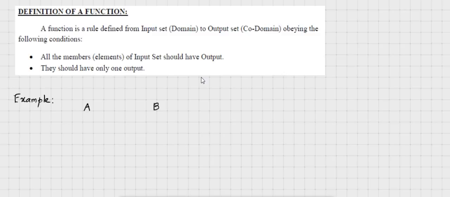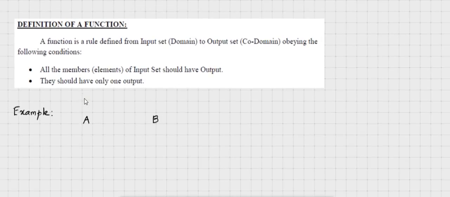A function is nothing but a rule. We can define any rule, that's not a problem. But mathematically, when that rule is called a function, that is what matters. A rule is defined from one set to another set. The first is called the input set, and B is called the output set. A rule defined from this input set to output set is called a function.